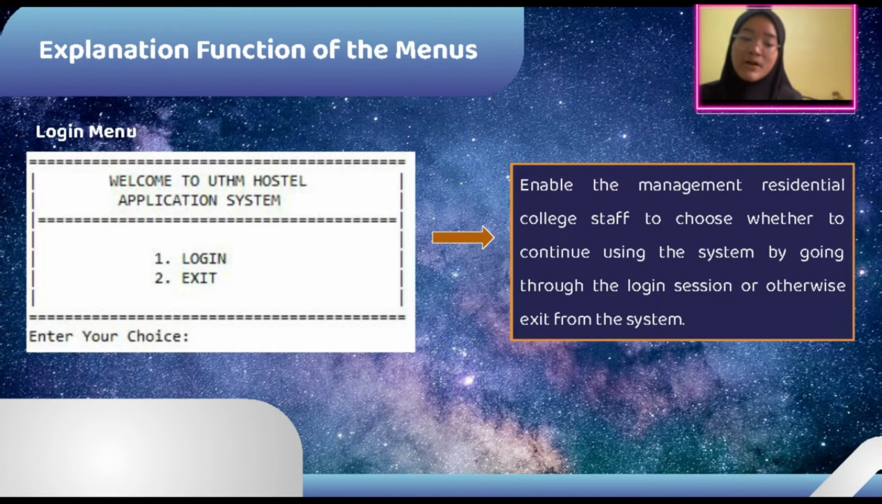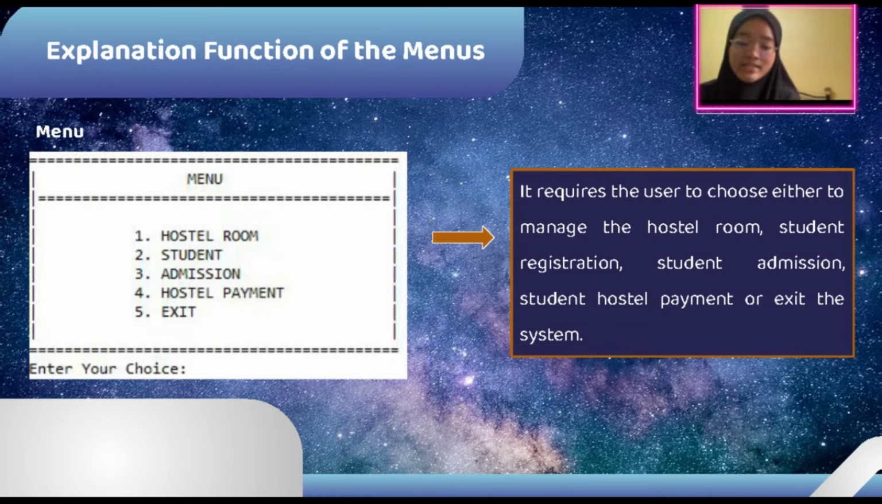Then, it is about the explanation of the function of the menus. The first menu in the system is login. It enables the residential college management staff to choose whether to continue using the system by going to the login session or exit from the system. The second menu requires the user to choose either to manage the hostel room, or manage the student registration, or student admission, or student hostel payment, and last, exit from the system.